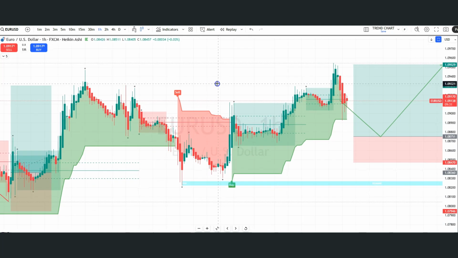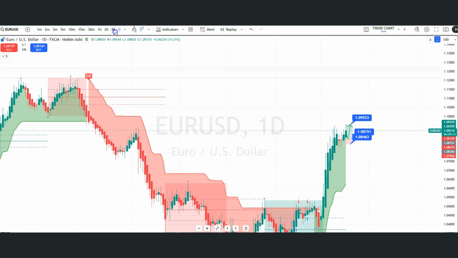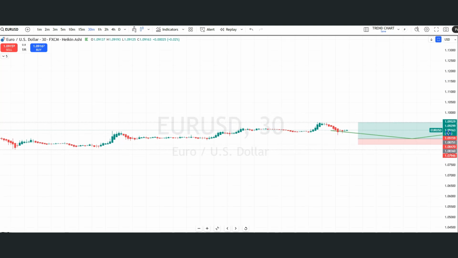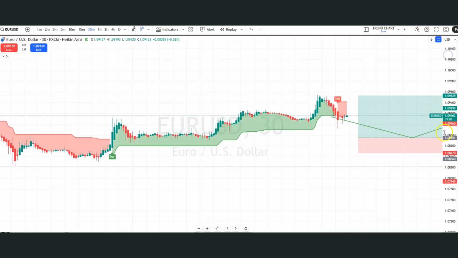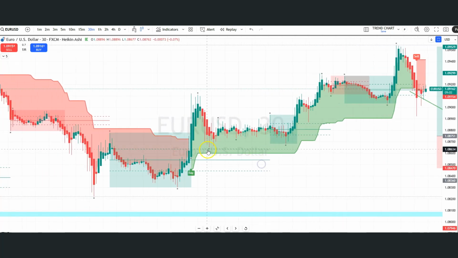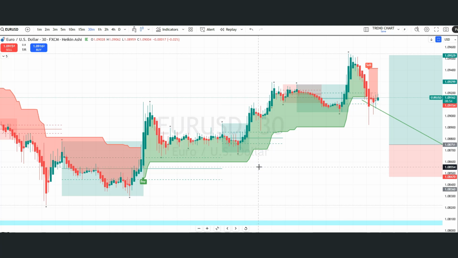All right, so once you have the change of character or break of structure, everything goes green in this instance. This works particularly well when you have a parabolic trend, which euro dollar is in. You can check it on the daily, the 4 hour, the 2 hour, etc. Once we know that, we know the price is going upwards and we're only looking for buys. So once you get a break of structure or change of character, we can use that information to get into the position. So let's go ahead and do this.